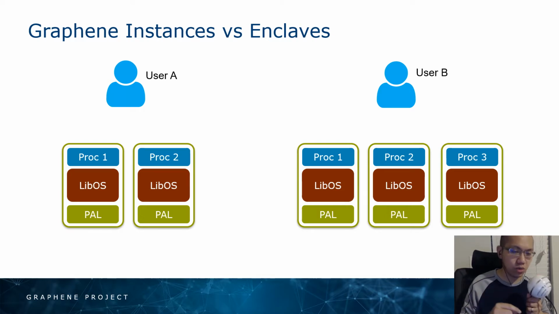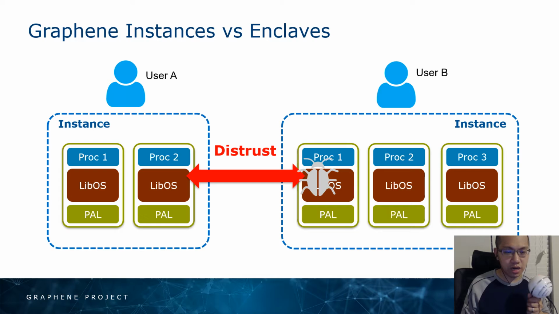Each process could have its own piece of library OS and also its piece of platform adaptation layer. So this process, library OS, and platform adaptation layer would run inside its own enclave. So user A will have two enclaves running inside one instance. The same goes for user B, who could have three processes running inside three enclaves inside one instance.